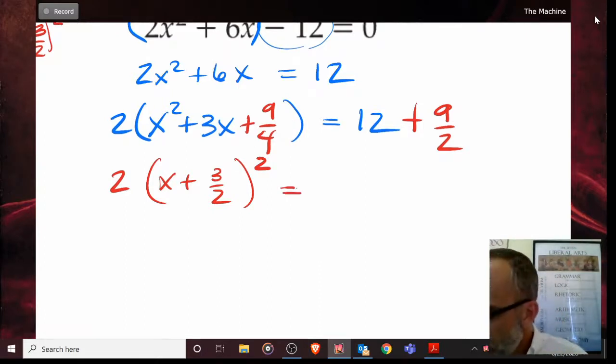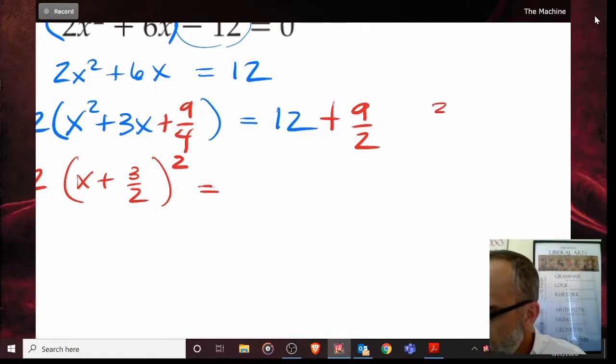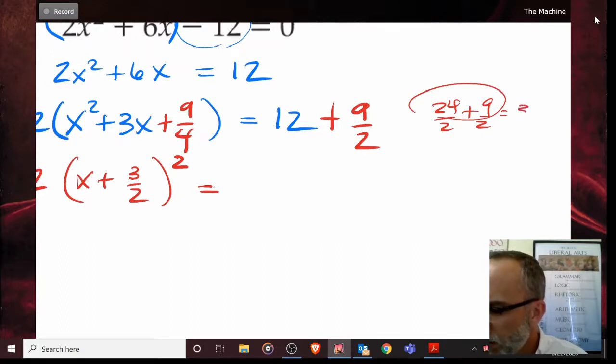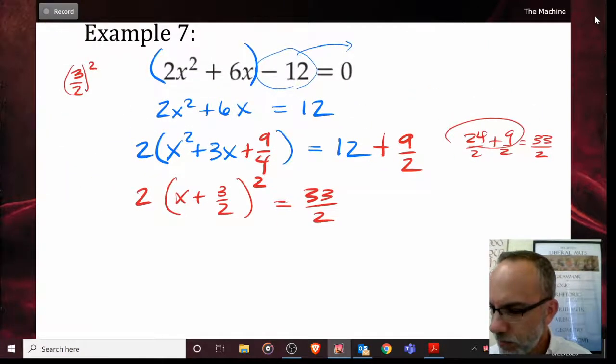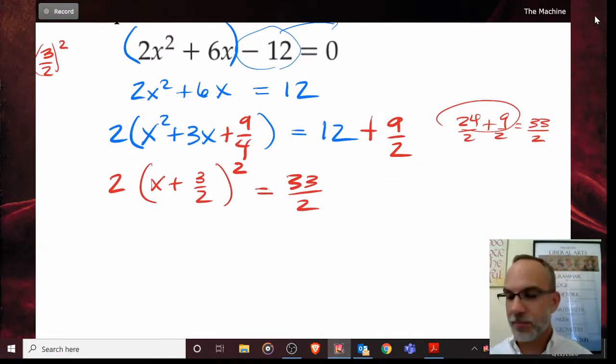What is 12 with the common denominator of 2? Let me see here. I'll even do it off to the side. It's going to be, isn't that 24/2 plus 9/2 when I do that? And then you do the operation on the numerator. That's 33/2. Yes? 33/2. Okay, now what?